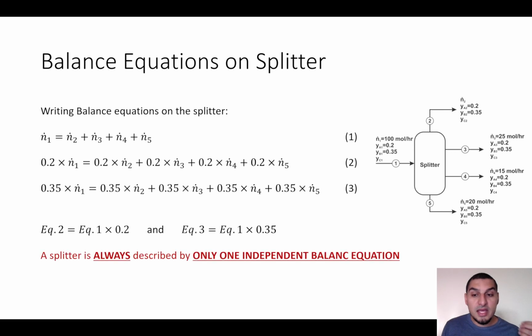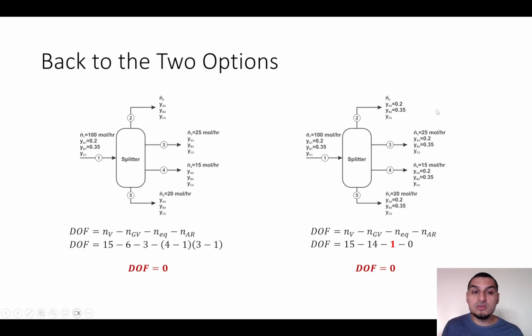So the splitter, again, because this is the nature of the splitter, can be described by only 1 independent balance equation. So let's update what we have regarding the degrees of freedom. If you want to include the components in all the streams, it's fine, but keep in mind that you have to write the number of equations equal to 1. This makes the output the same for the 2 cases.